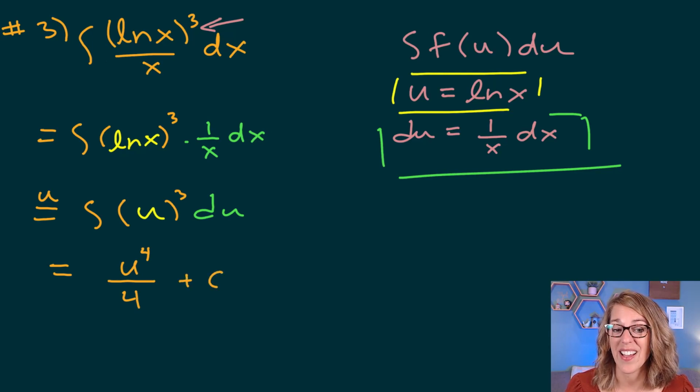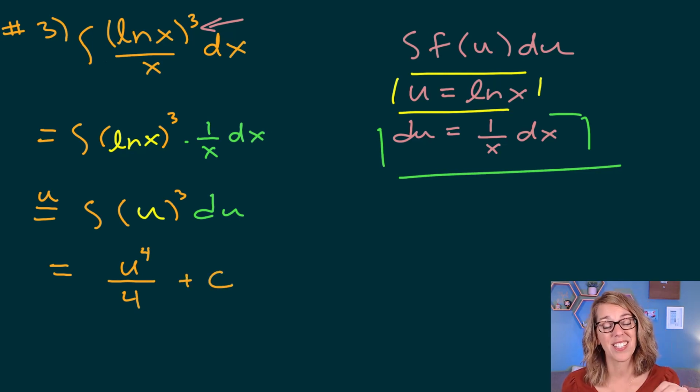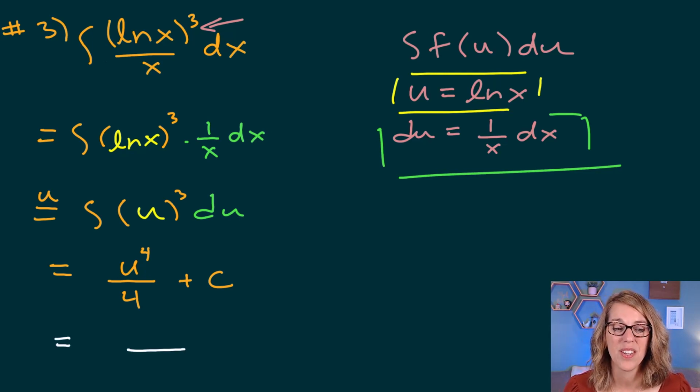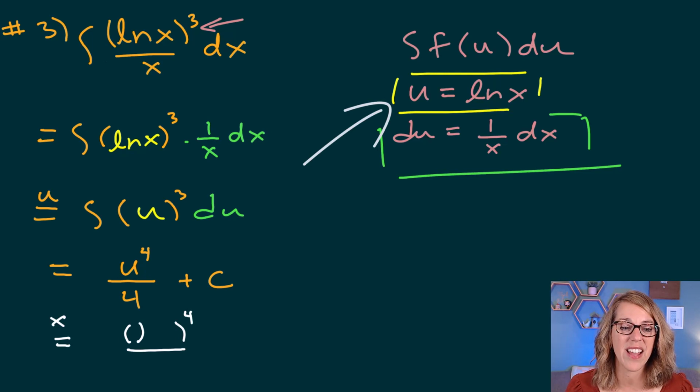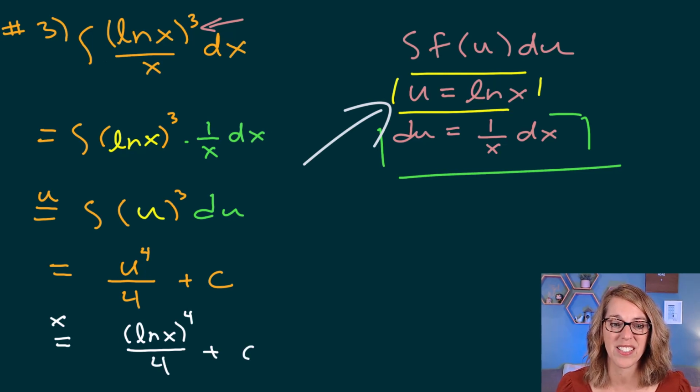Again, this is indefinite. In my next video, you'll see some with limits of integration, some definite integrals, but this one's u to the 4th over 4 plus c. I've got that one last step, and that's to replace u. So I've got something to the 4th here. u is, in terms of x, the natural log of x, divided by 4, and then plus c.